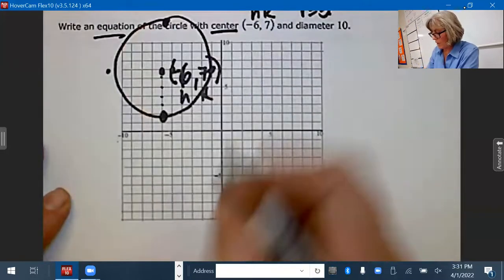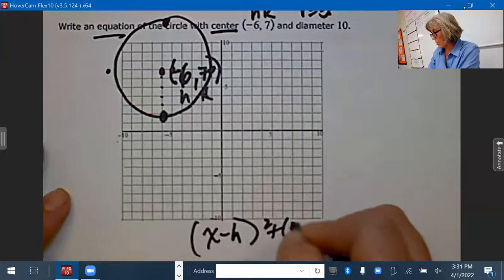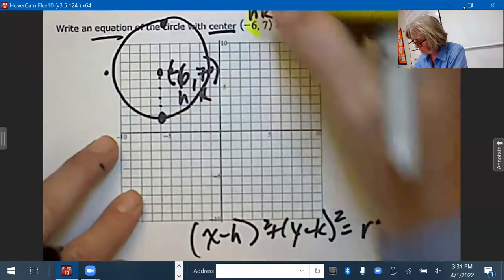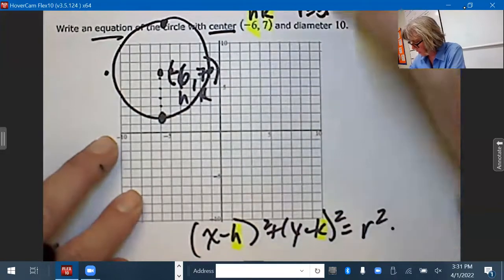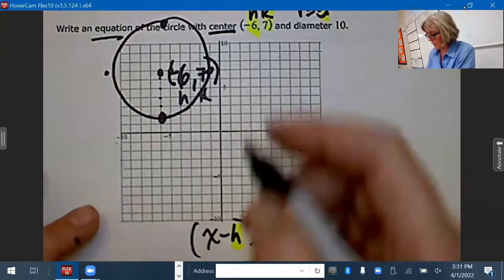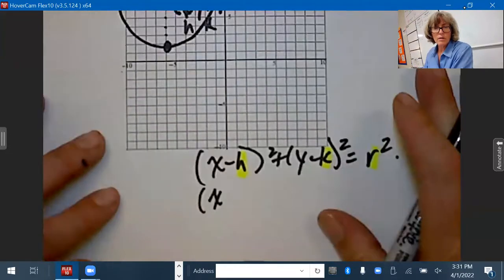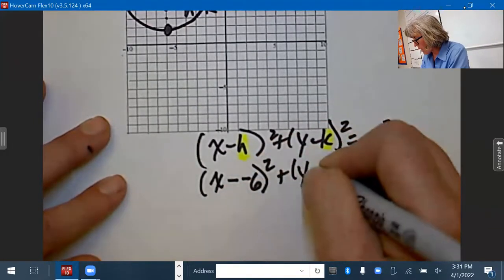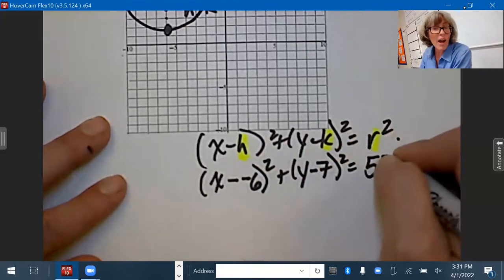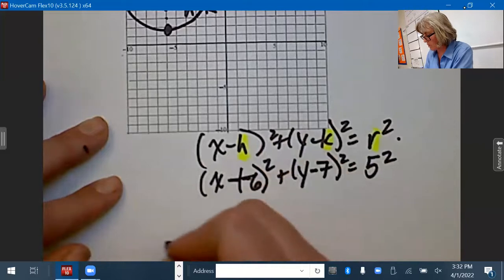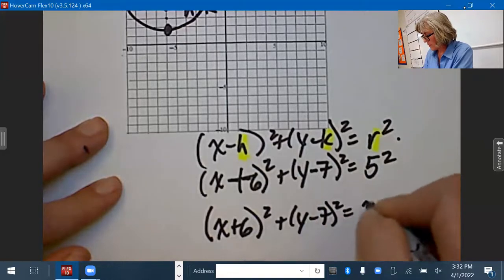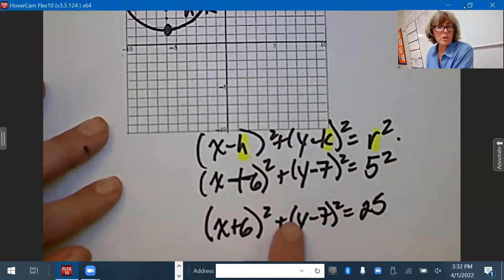So it wants the equation, so it's x minus h squared, y minus k squared equals radius squared. Our h is going to go right here, k there, radius there. Then you do your cleanup. x minus -6 squared, y minus 7 squared equals 5 squared. A little bit of cleanup, double negative makes a positive. Your final answer here for this is x plus 6 parentheses squared, y minus 7 parentheses squared equals 25.